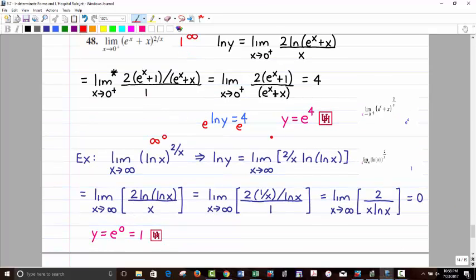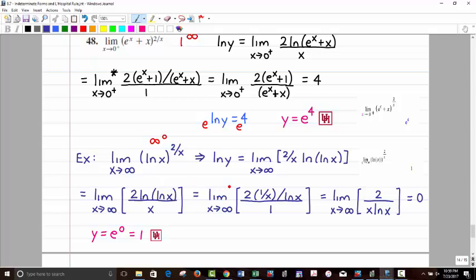The next one falls under the infinity to the 0 category. So actually we take the ln of an ln here. So the 2 over x comes down. We have ln of x, which is fine. The x goes to the bottom. And I forgot my star again.